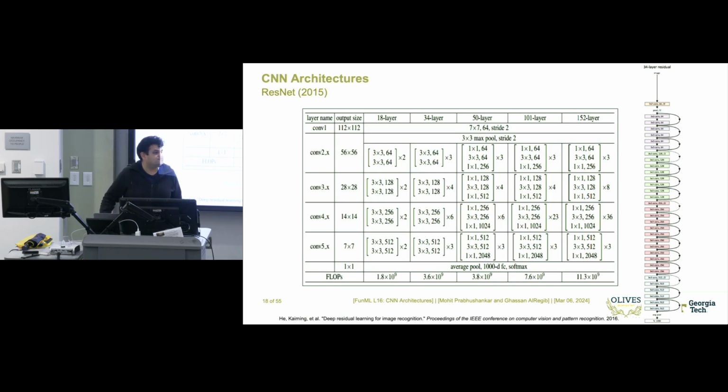Yes? Could you re-explain how the error backpropagates with the skip connection? So let's say the error here starts off with 1,000 or something like that.